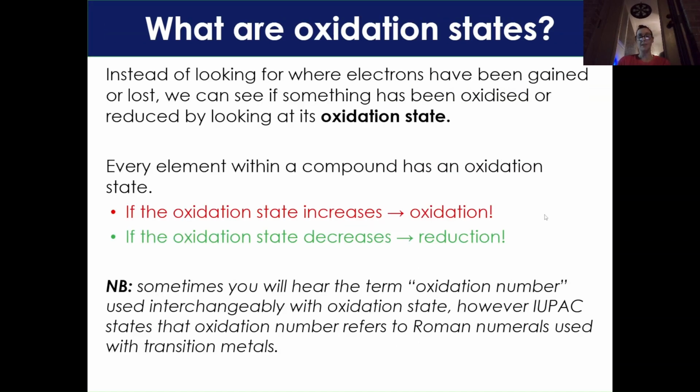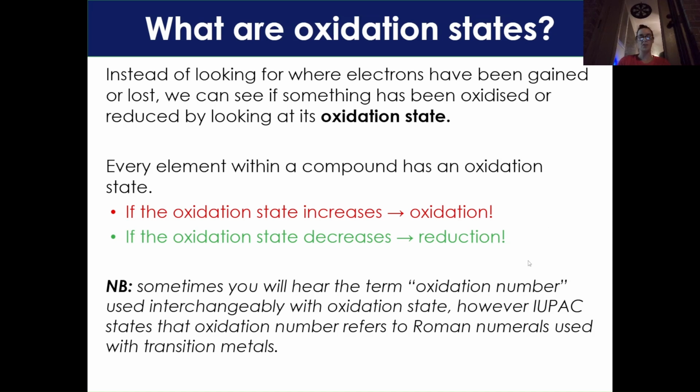So every element within that compound has an oxidation state. And again, you look at where those oxidation states change in order to see if something is oxidized or reduced. If the oxidation state increases or becomes more positive, it indicates a loss of electrons and therefore oxidation. And if you see the oxidation state decreasing, that means more electrons are being gained and therefore reduction.